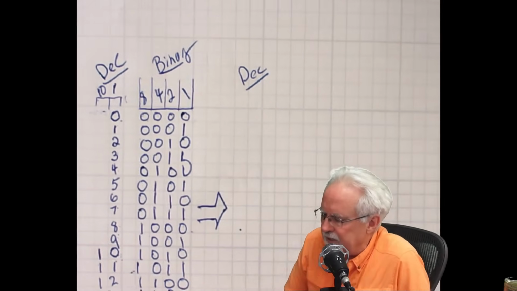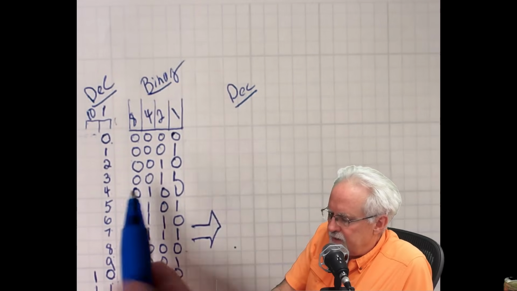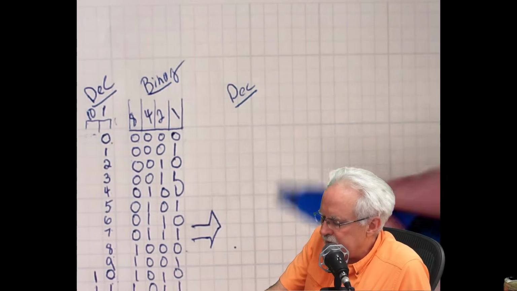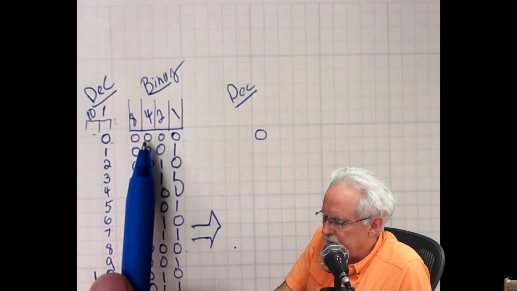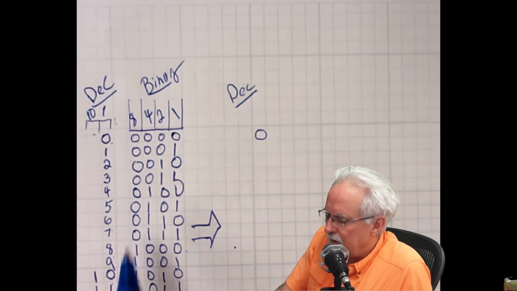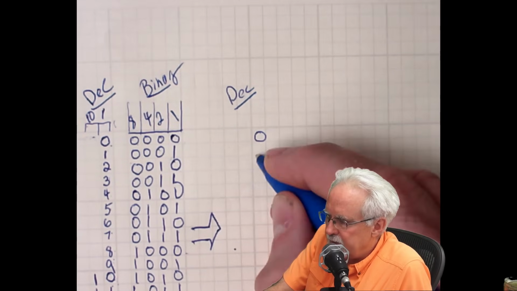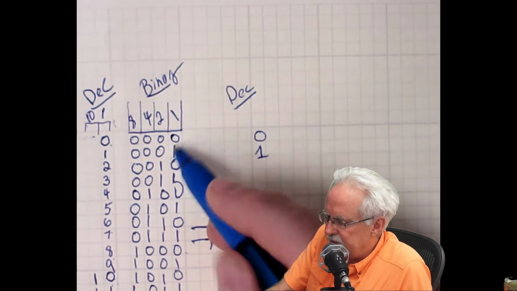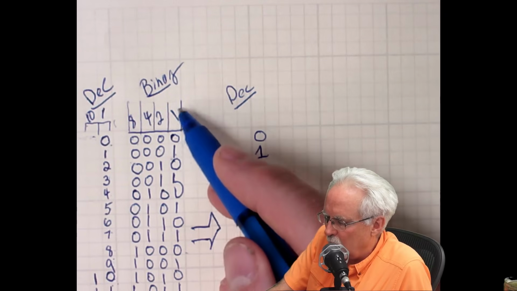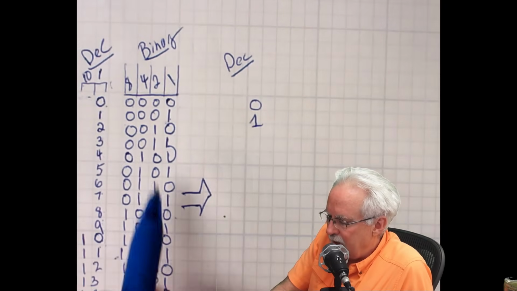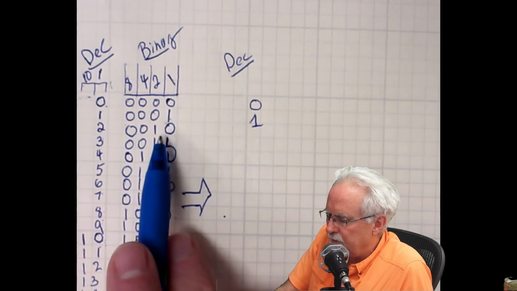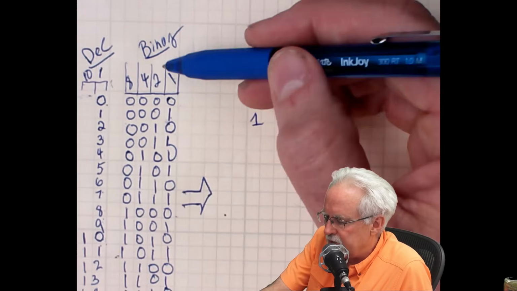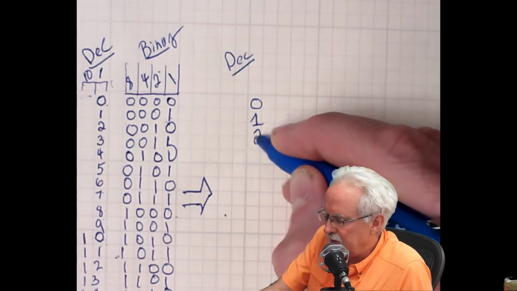So let's see. 0, 0, 0, 0 is the decimal number 0 because there's not a 1, there's not a 2, there's not a 4, there's not an 8. The number 1 is the number 1 because this place is worth what? 1. All right. How about 0, 0, 1, 0? Well, this 1 is worth how much? 2. You starting to see it?